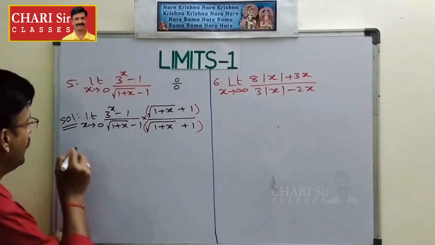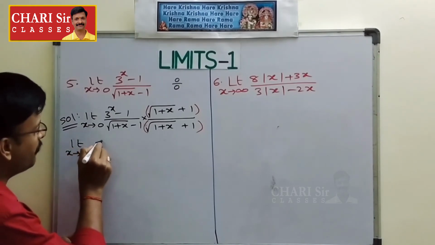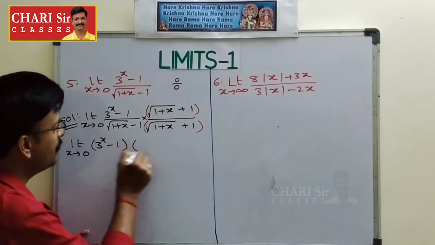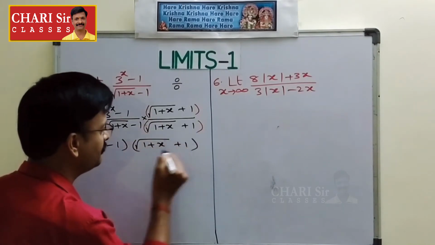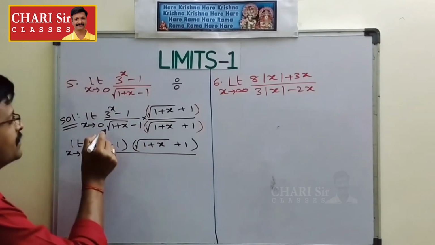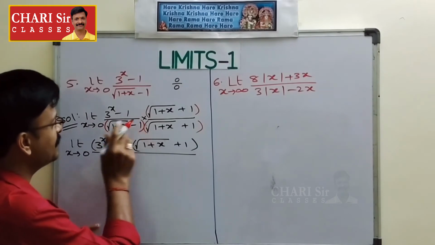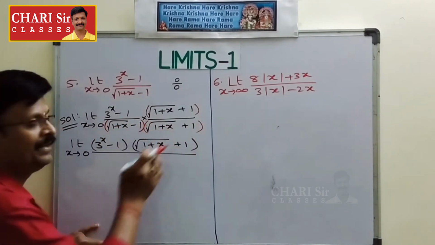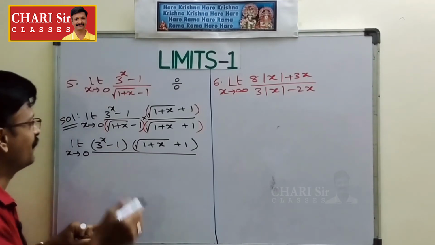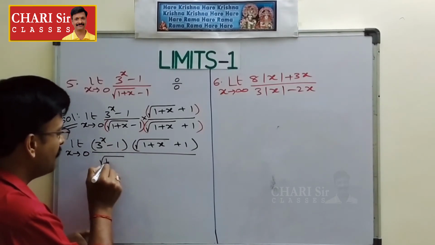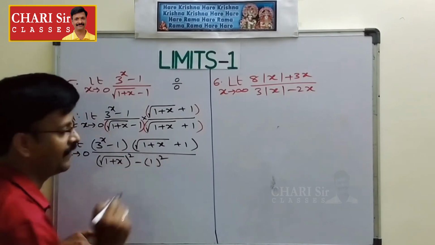So now limit x tends to 0, 3 to the power of x minus 1 into, let's write down this one as it is, 1 plus x plus 1. Now total divided by, so now you can see here this term is in the form of a minus b and this is a plus b. a minus b into a plus b is a square minus b square, that means root of 1 plus x whole square minus 1 whole square.